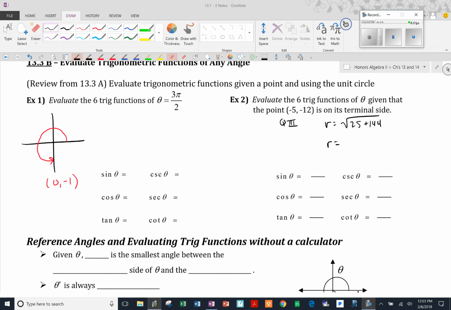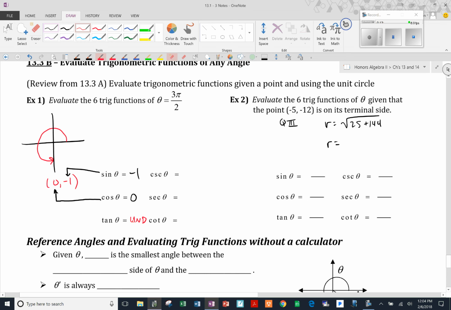All right, so the first thing we're going to start with is the fact that the point in the unit circle is 0, -1. So there's our cosine right there, and there's our sine right there. Cosine is 0, sine is -1. Because tangent is sine divided by cosine, you're taking -1 divided by 0, which is undefined. Anytime cosine is 0, tangent will be undefined.